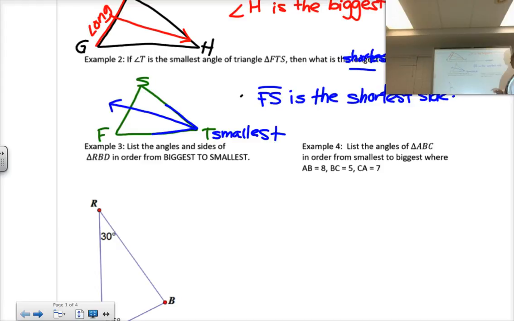So let's pause this and try doing example 3, where we're going to be listing the angles and sides in order from biggest to smallest. And then when you come back, I will have worked the problem out for you.